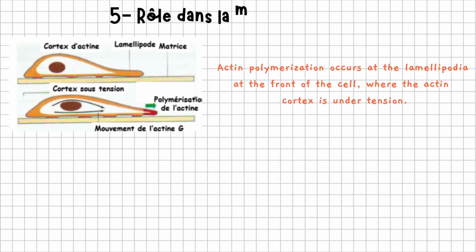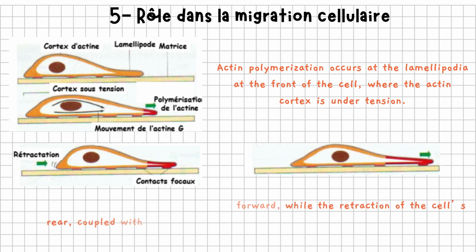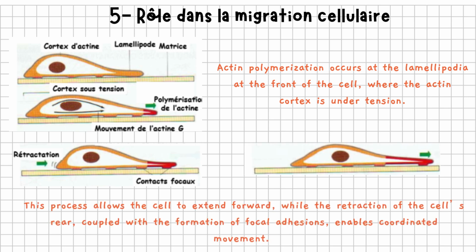The fifth role of actin microfilaments involves cell migration. The image illustrates the movement of a cell, highlighting actin polymerization at the lamellipodia at the cell's leading edge, where the actin cortex is under tension. This process allows the cell to extend forward, while the retraction of the cell's rear, coupled with the formation of focal adhesions, enables coordinated movement. This mechanism is fundamental for processes such as wound healing and immune cell migration.